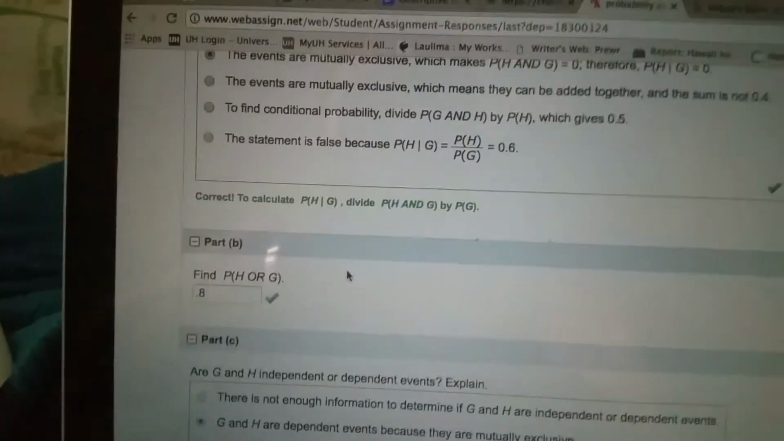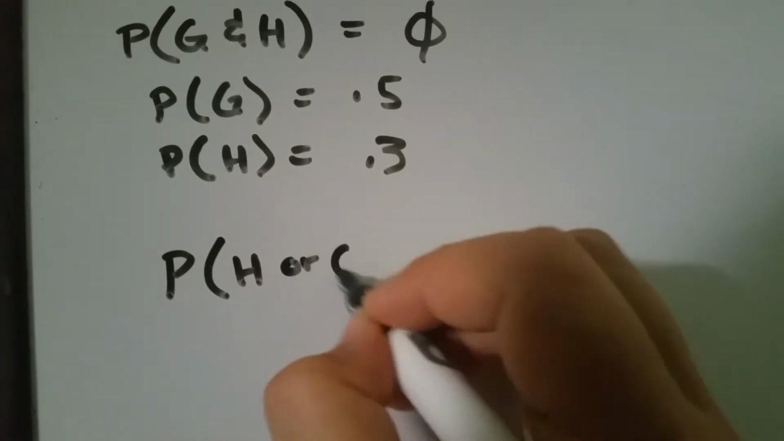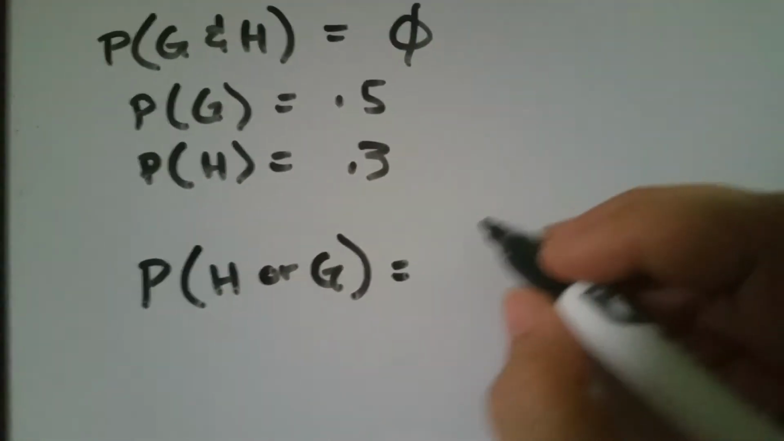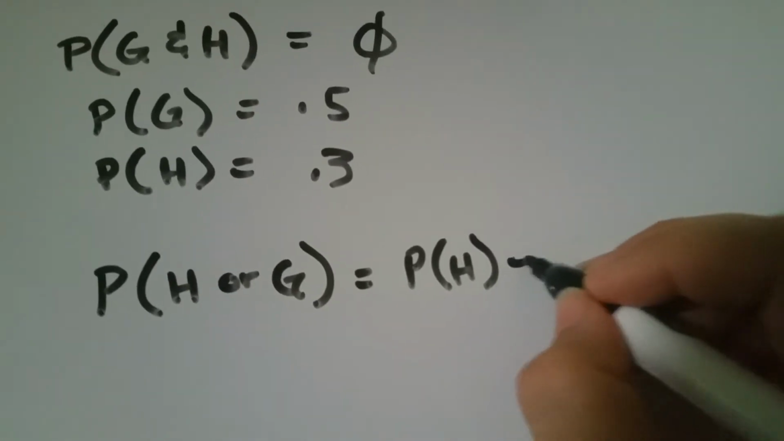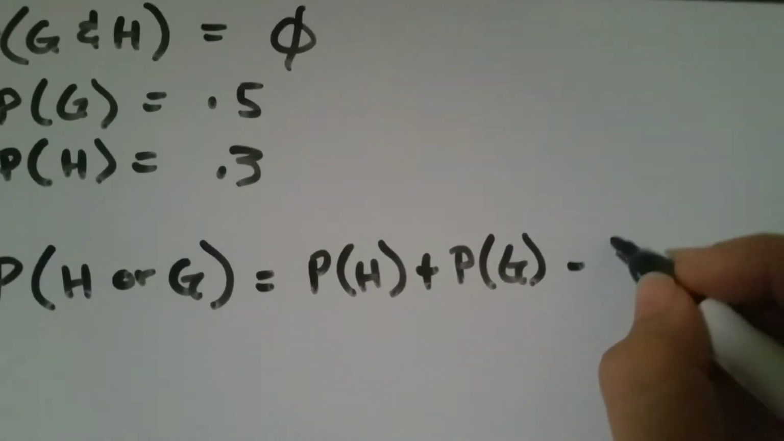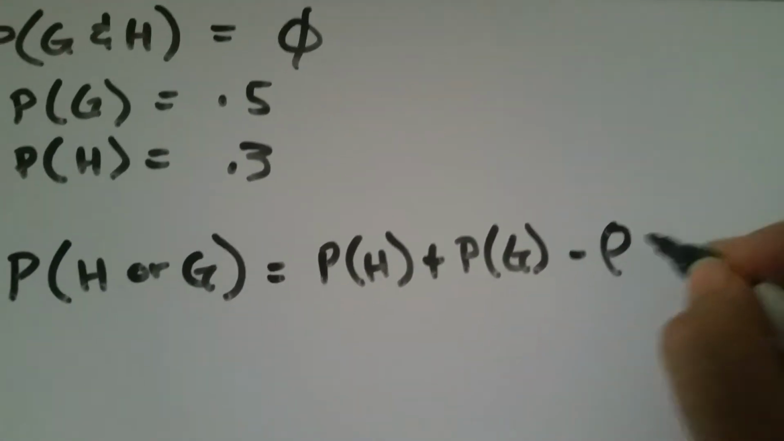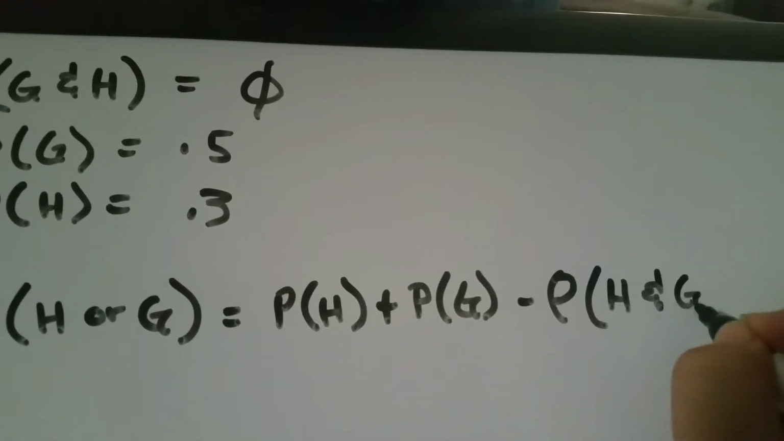Okay, so now we have to think formula again. We're going to go back to the formula. Let's do this. Probability of H or G. For me it's helpful to write out the whole formula. You may not want to. Plus probability of G, minus probability of H and G.